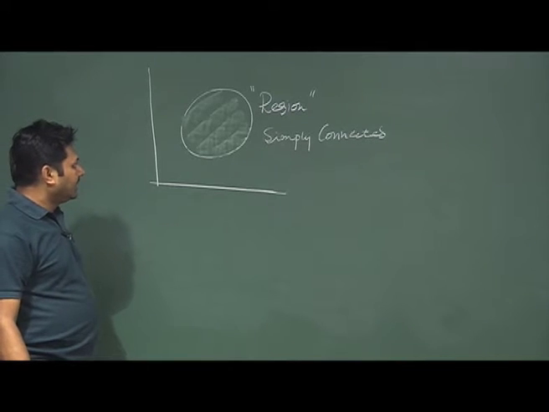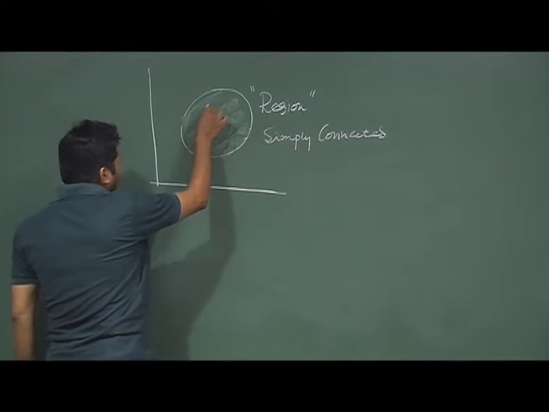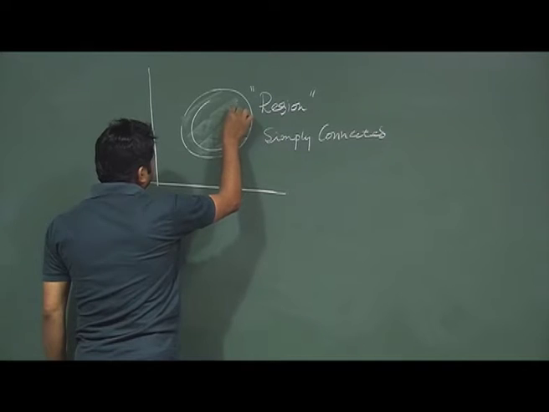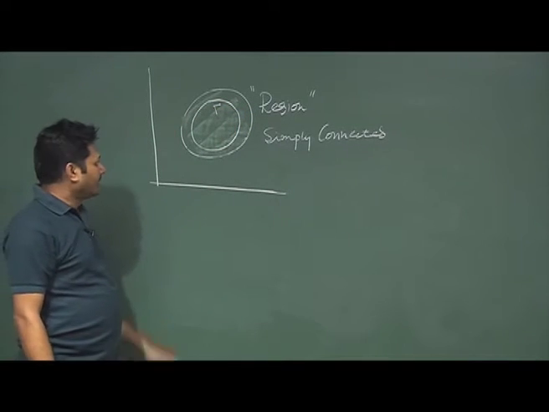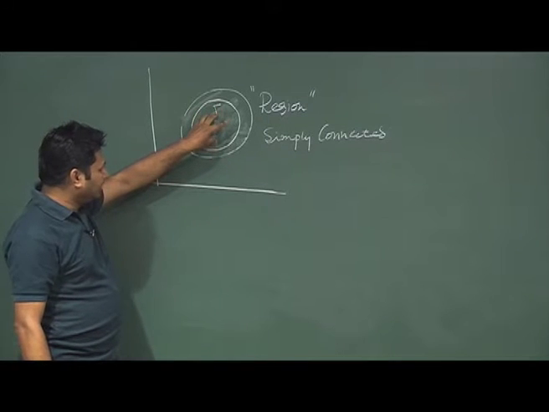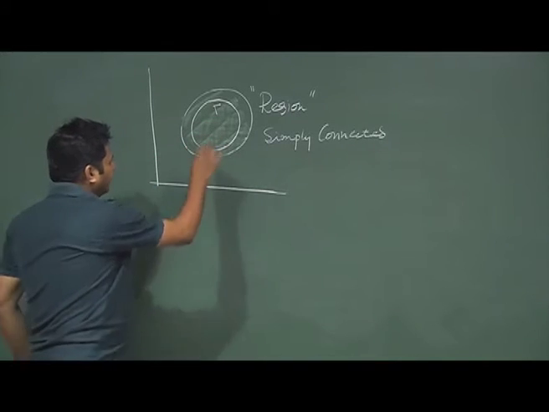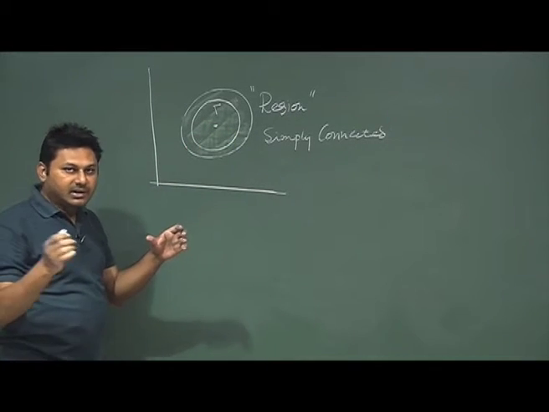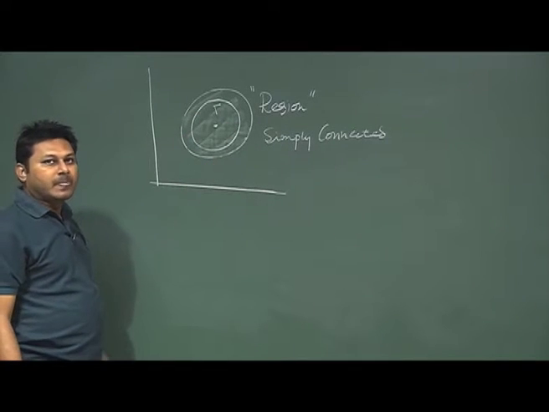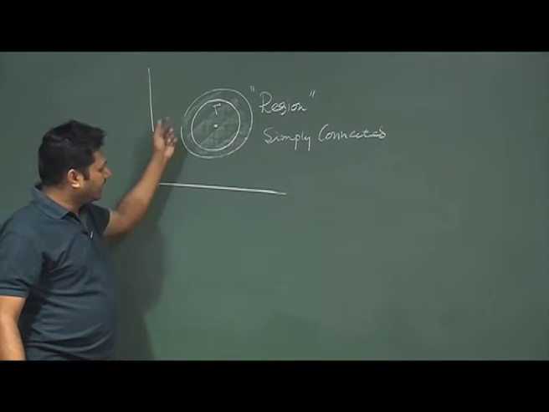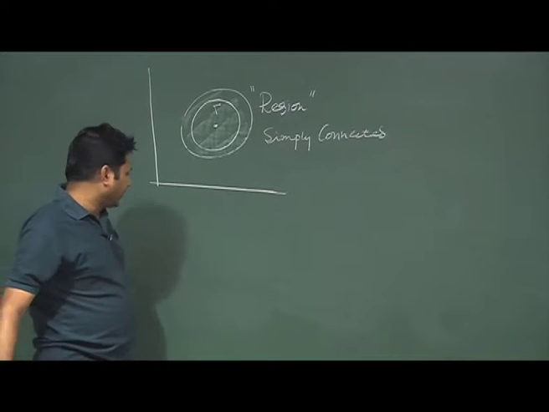Why is it simply connected? Because this is the region given, and I want to calculate the integration, and this is say my closed loop inside the region. If I want to shrink this curve, like a rubber, it will shrink and come to a particular point without leaving this region. If that is the case, then this is a simply connected region, but it is not always true. I will show you another example.